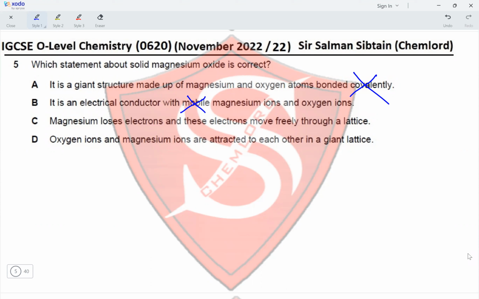Magnesium loses electrons and these electrons move freely through the lattice. No, this is not what happens when ions are present in an ionic lattice. Oxygen ions and magnesium ions are attracted to each other in a giant lattice. Yes, through electrostatic forces of attraction known as ionic bonding. So this makes option D the correct option for this question.